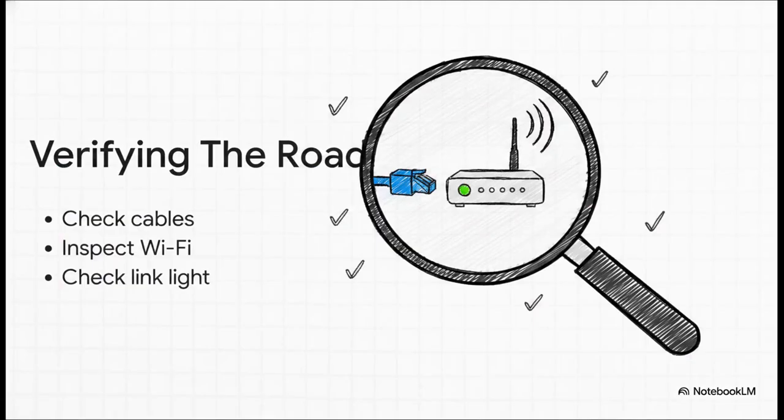Verifying physical connectivity is usually pretty straightforward. You literally just use your eyes to check layer 1. You're making sure the copper Ethernet cables are clicked in securely, ensuring the fiber optic glass strands aren't broken, checking that Wi-Fi and radio waves are broadcasting, and yes, looking for that solid green link or LAN light on the hardware. If the road is paved and continuous, your physical connectivity is good to go.